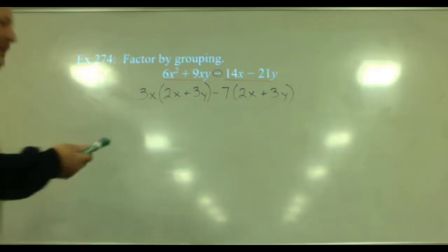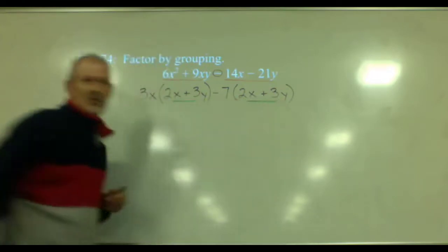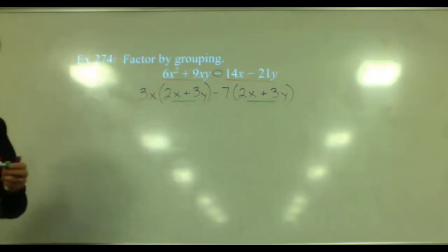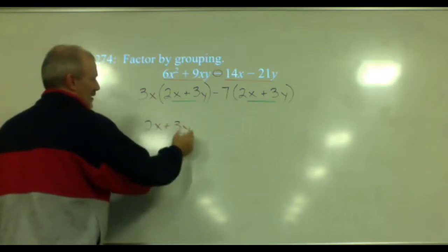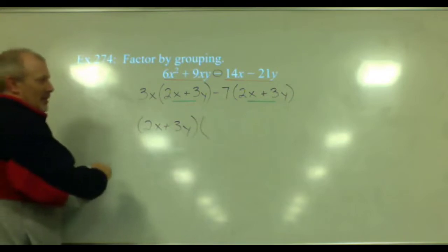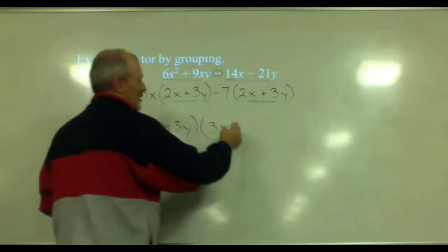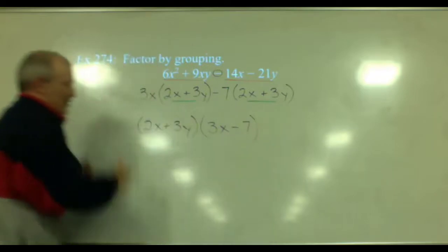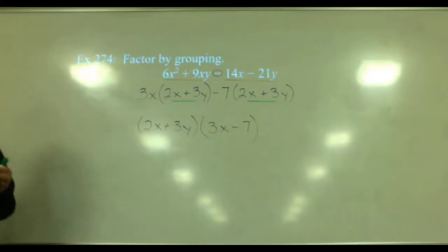Now again, notice what happened. Those two are the same. So what can we factor out of each of our groups now? 2x plus 3y. And after we factor that out, what's going to be left in the first group? 3x. And what's going to be left in the second group? -7. And so that is our answer. Those are our two binomials that are multiplying together.